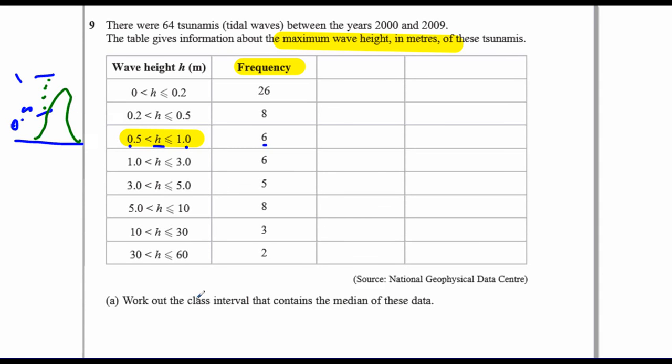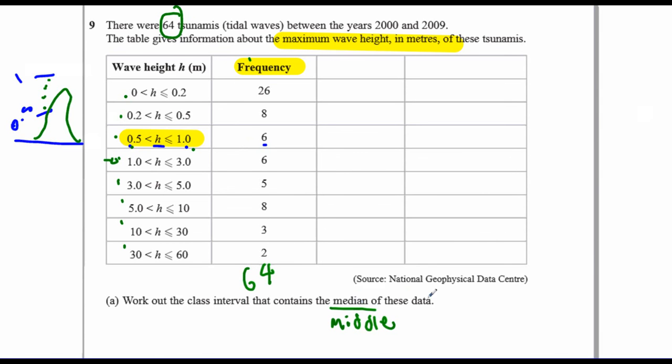Work out the class interval. These are class intervals where you've got the data grouped. So what we just looked at between 0.5 and 1 is an interval. And we want the interval that contains the median. Remember, median is standing for the number in the middle when they're in order. Well, guess what? These categories are already in order for us. And we know how many in each group. Now we know there's 64 tsunamis altogether, so if we added up these frequencies, we would have 64 in total.